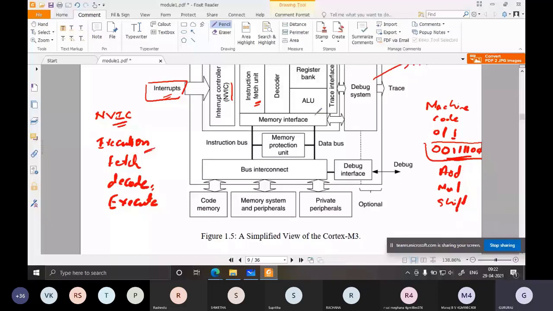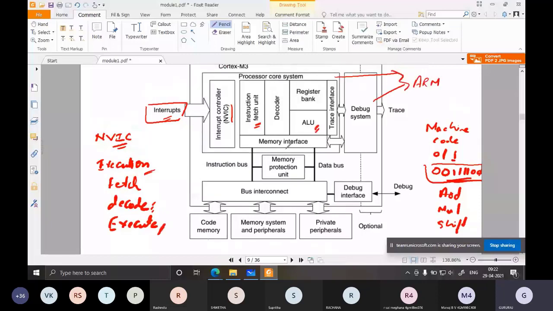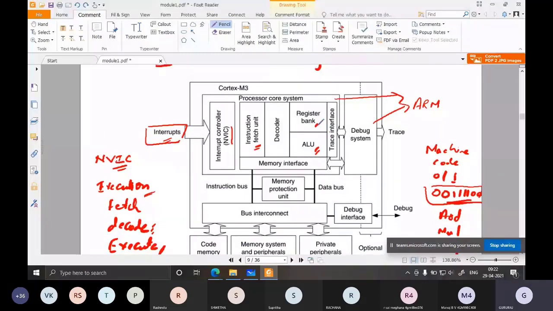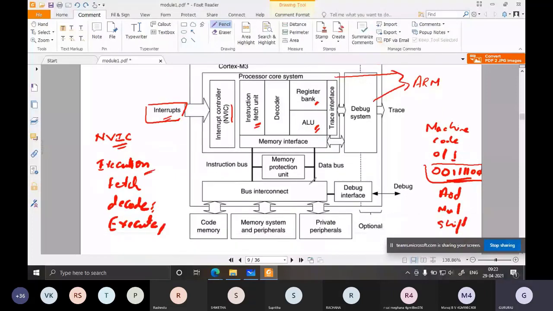So that is decode. Then for executing, you can see there is an ALU. Execution will take place in an ALU, arithmetic and logical unit. For helping this ALU, there is a register bank. We talked about registers in the introduction class itself: what are the uses of registers, and what will be the types of registers that will be available. We talked about that in the introduction class.